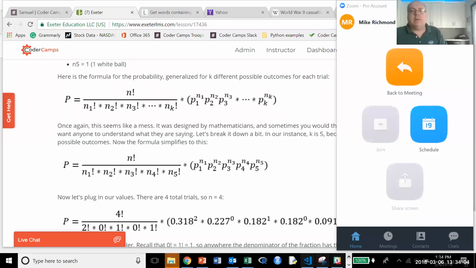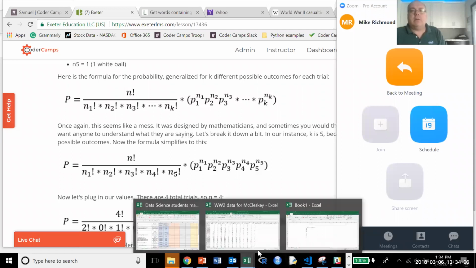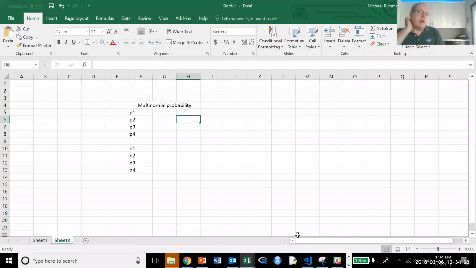Okay, so let's do a problem real quick. Of course, the easiest way to do this is to use Excel. So let me share my screen and go to the Excel page. Okay, and here it is. I've already set this up a little bit. This is the multinomial probability with 4 different possible outcomes. This can easily be expanded to whatever outcomes you want.